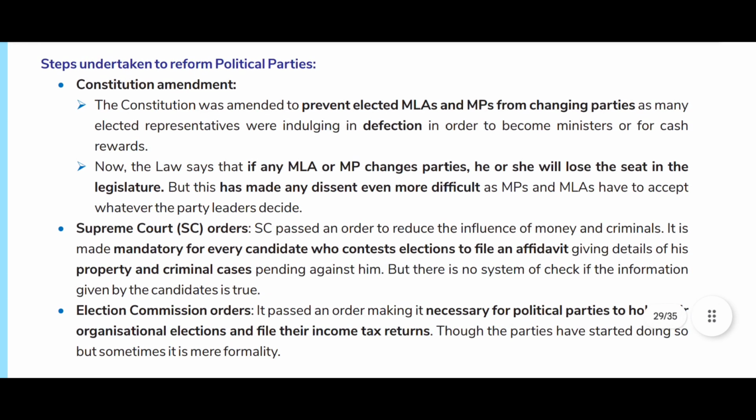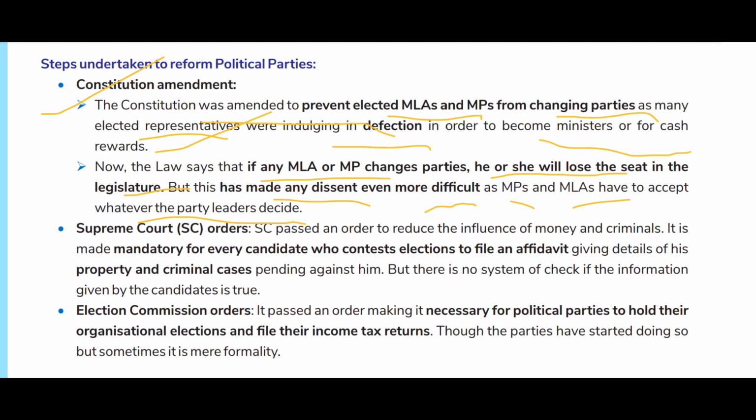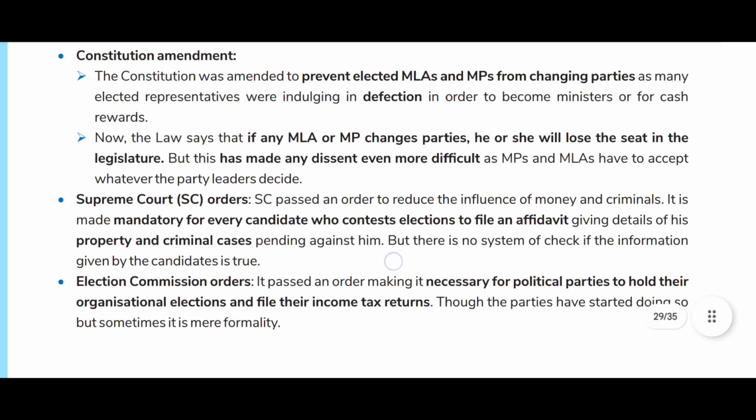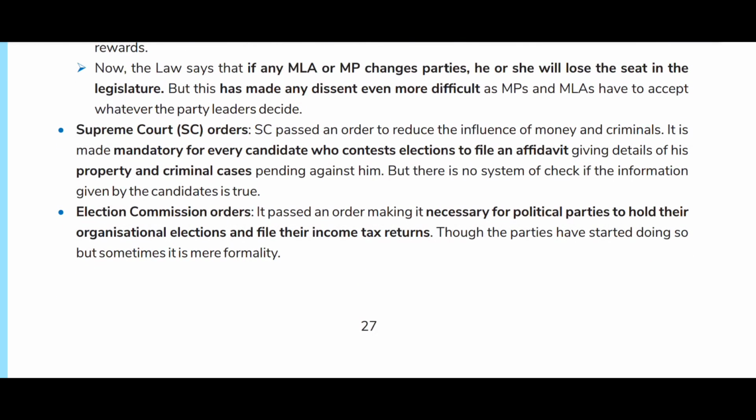Steps undertaken to reform political parties. First, the Constitution Amendment. The Constitution was amended to prevent elected MLAs and MPs from changing parties, as many elected representatives were indulging in defection in order to become minister or for cash rewards. Now, the law says that if any MLA or MP changes parties, he or she will lose the seat in the legislature. But this has made any dissent even more difficult, as MPs and MLAs have to accept whatever the party leaders decide.